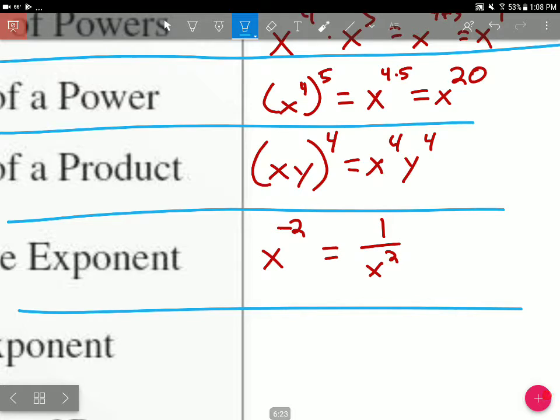Now, if it's already in the denominator, it means, hey, I actually belong in the numerator. All right? The opposite is also true. So we can go back and forth. It just means, hey, I'm on the wrong side.